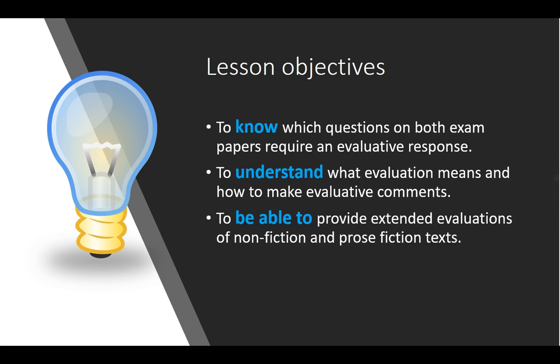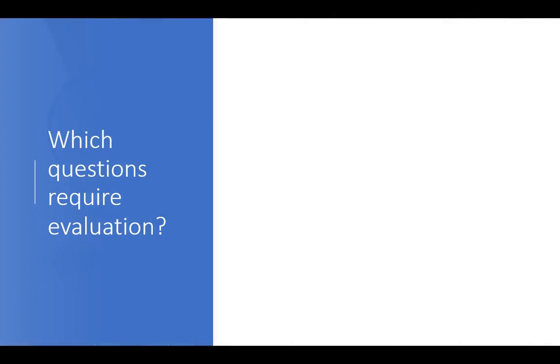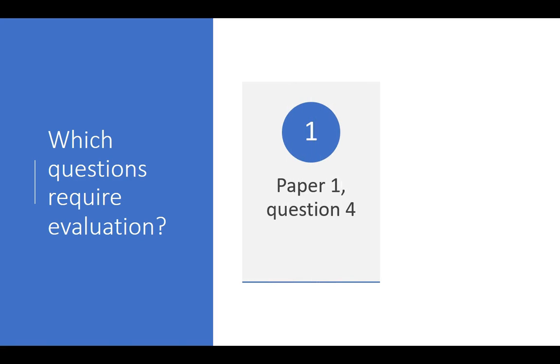That will mean that you'll be able to provide the kind of extended evaluations of both non-fiction and prose fiction texts that the examiners want to see when they're marking your responses to the questions on paper 1 and paper 2. So let's begin by just recapping which questions on the two papers require an evaluation rather than a detailed analysis. On paper 1, this is question 4.